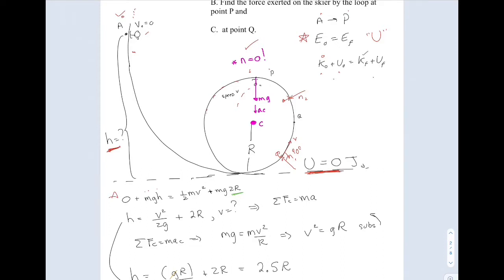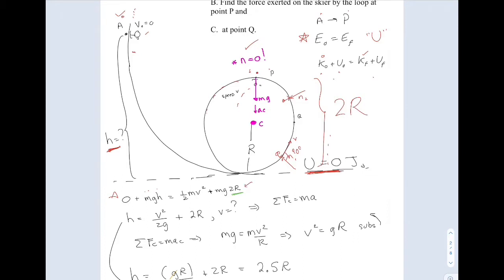Final kinetic is 1/2 mv squared. Okay, the final point's up here. So 1/2 mv squared, and then final potential energy is mg times the height at P. Well, their height is a radius plus another radius. So that height is 2 times the radius, or the diameter. That's where that came from.